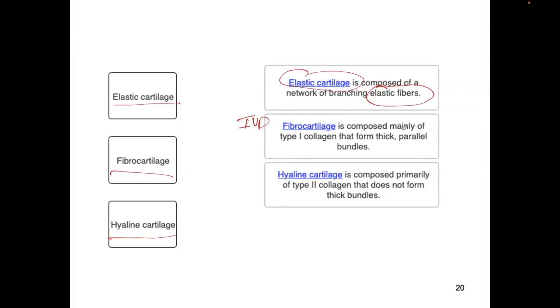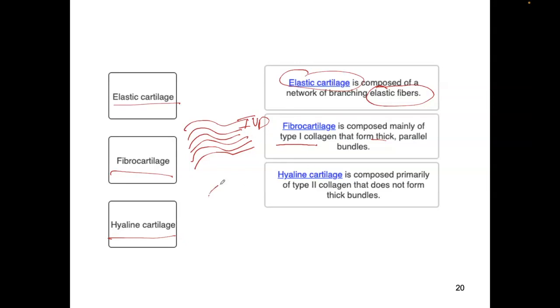So fibrocartilage is composed mainly of type 1 collagen fibers and thick, right? Type 1 collagen that forms thick parallel bundles. So remember, that's collagen. So if we have a lot of this that's running parallel, it's nice and thick. Well, of course, that's fibrocartilage. That's why it's so strong.